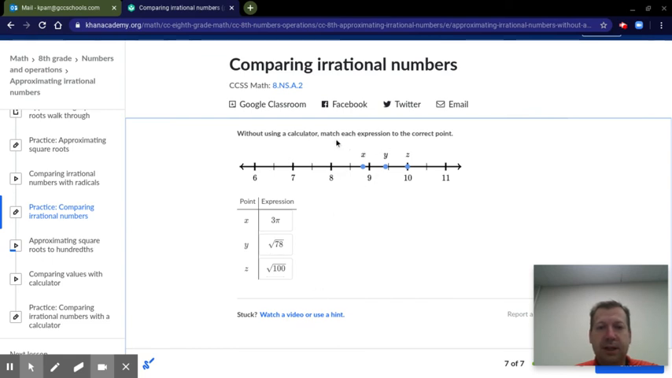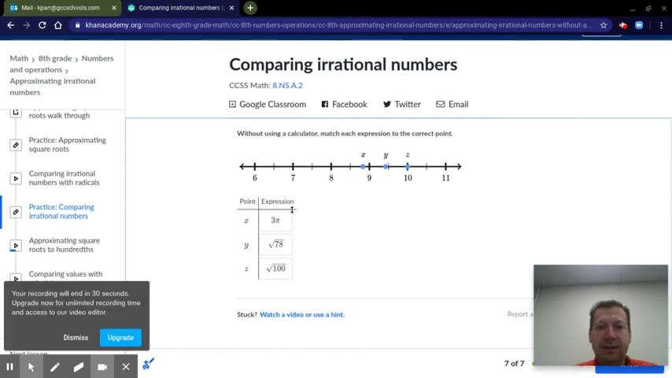Last one, match them with the correct point. So 3 times pi is going to be a little bigger than 9 because 3 times 3 is 9. Pi is slightly larger than 3, so slightly larger than 9, I'm going to say is right here, at y. The square root of 78 is going to be slightly less than 9 because the square root of 81 is 9. So that's going to match with x, and the square root of 100 is exactly 10.